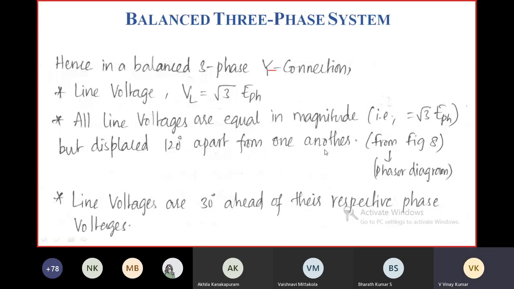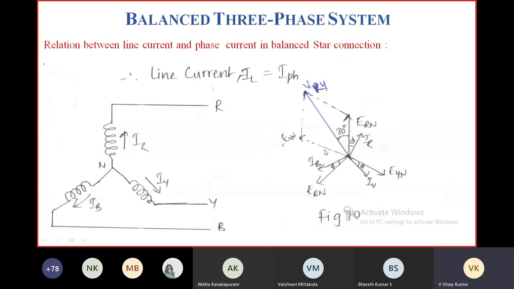Next one is line voltages are 30 degrees ahead of their respective phase voltages. Line voltage leads phase voltage by an angle 30 degrees. Coming to the relationship between line current and phase current, IL is equal to IP, because the current which is going to the line is equal to the current going to the phase.